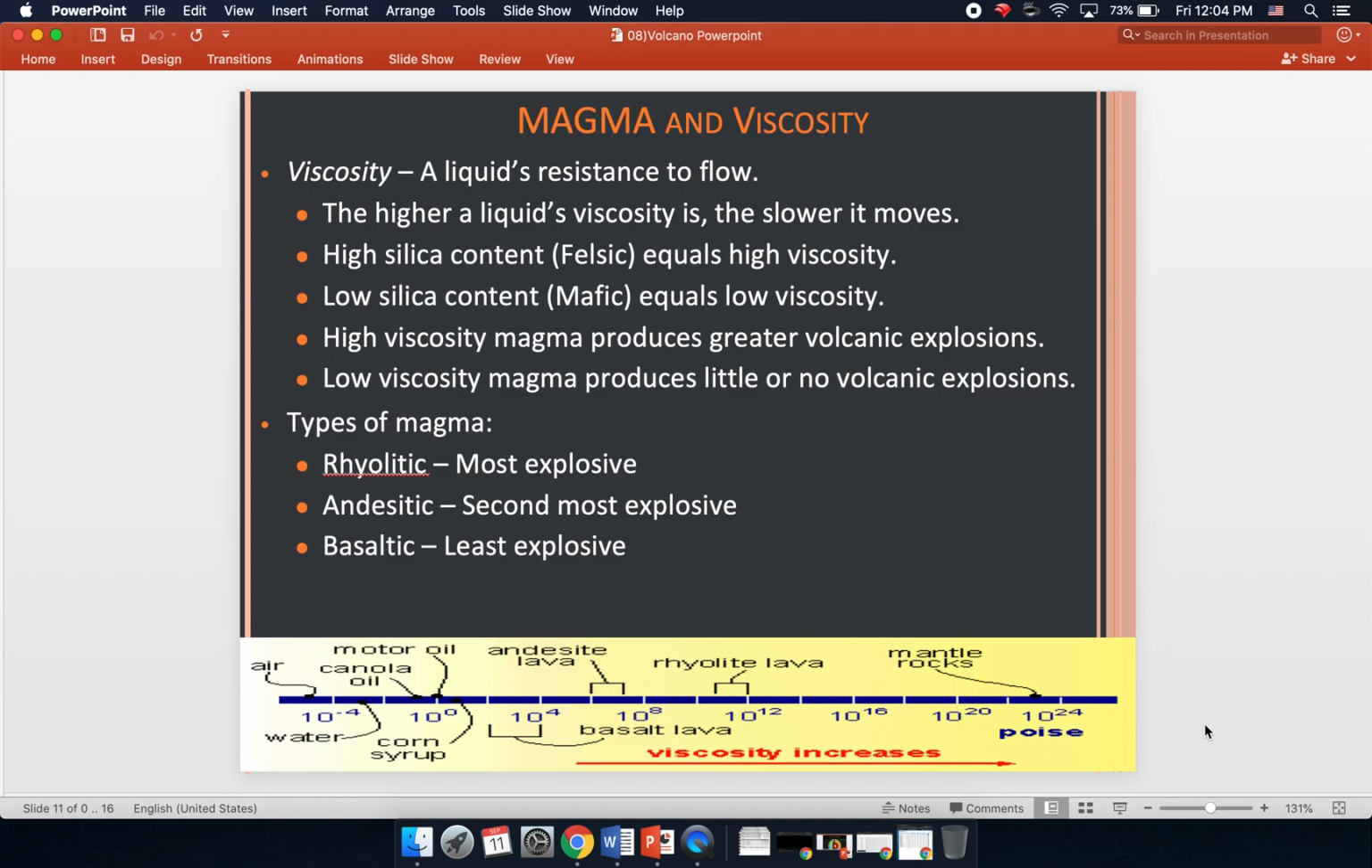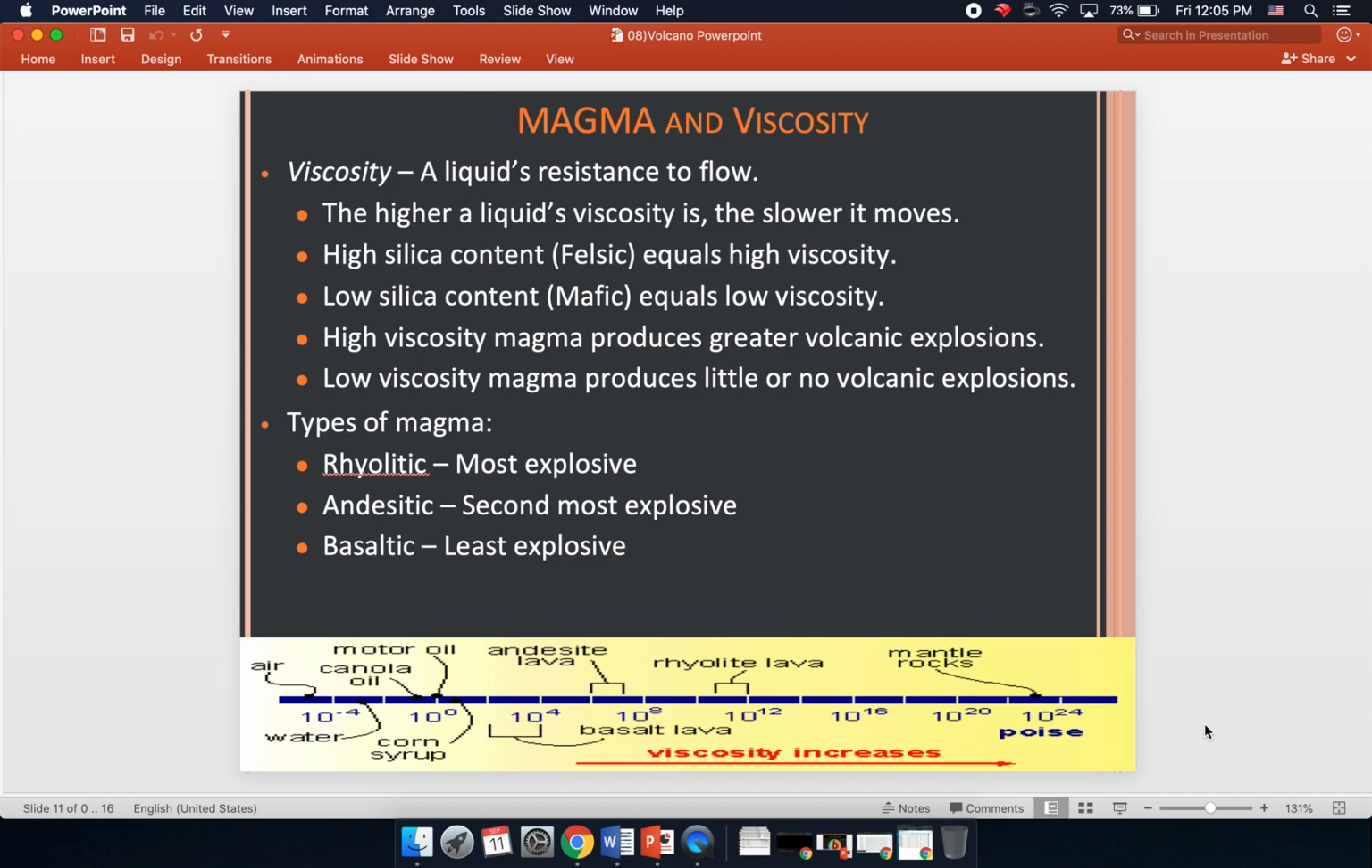Alright, so the higher a liquid's viscosity is, the slower it moves. Okay, so you can think about something like a really slow flowing substance. A lot of times they use syrup, like you would put on your waffles or pancakes, as an example. It flows very slowly because it's quite viscous. An example of something that is not very viscous at all is water. Water flows really easily and readily. So the higher a liquid's viscosity is, the slower it moves.